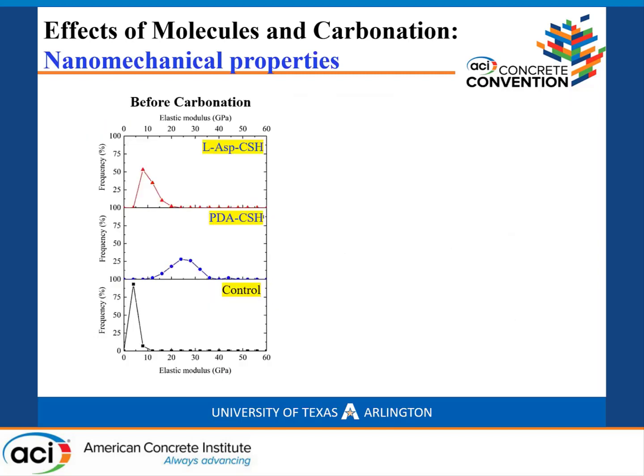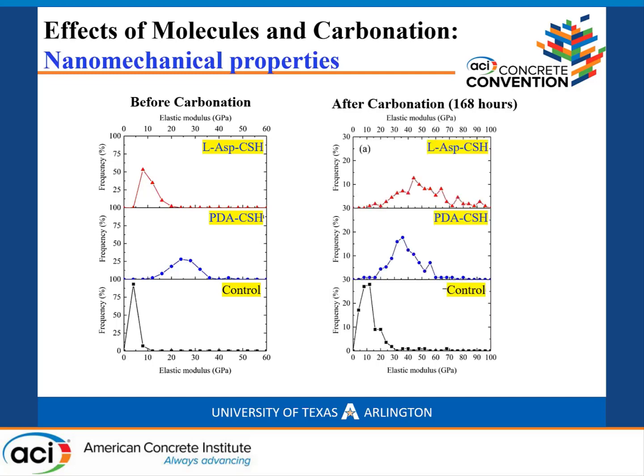So this is before carbonation. In case of control batch, it has an elastic modulus of around 3 gigapascal. It matches well with the previously reported data. This is pure CSH. In case of polydopamine modified one, the average was around 30 gigapascal, and L-Aspartic modified one, it had the average of around 9 gigapascal. So even without the carbonation, this biomimetic molecule can increase the elastic modulus of CSH from somewhere like 3 times to 10 times.